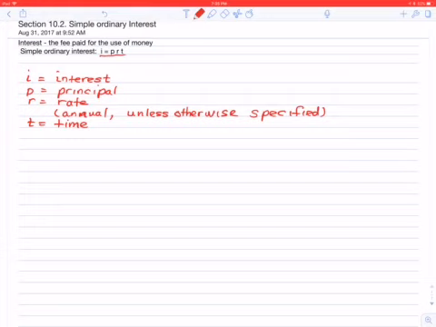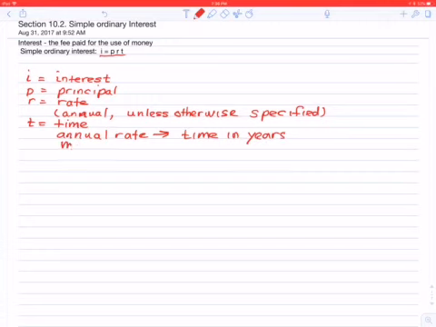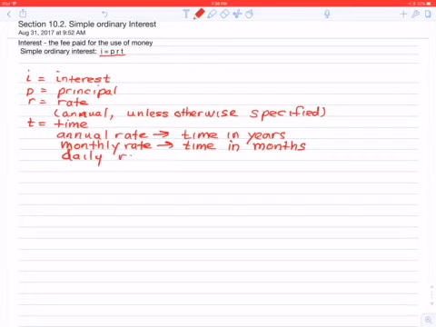Now the time has to be expressed in the same units as the rate. So if it's an annual rate, then the time has to be measured in years. If it's a monthly rate, then the time has to be measured in months. If it's a daily rate, the time has to be measured in days.